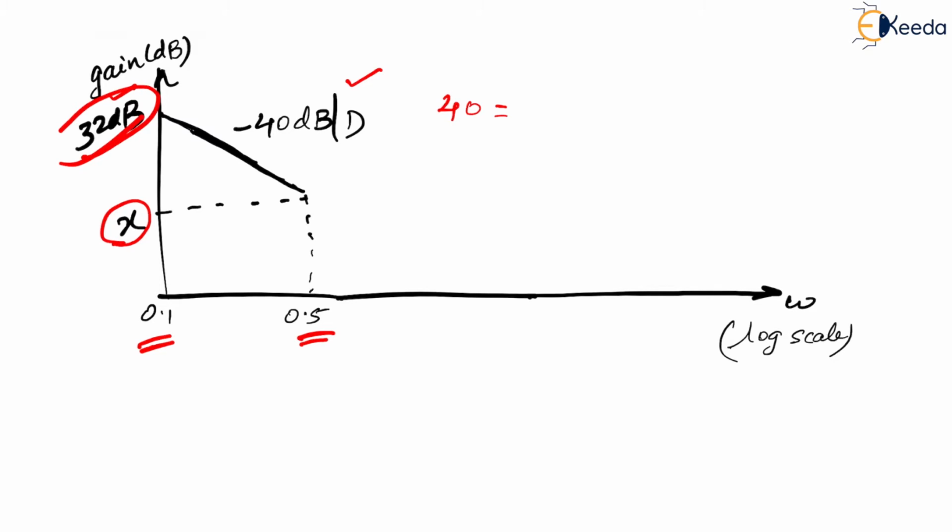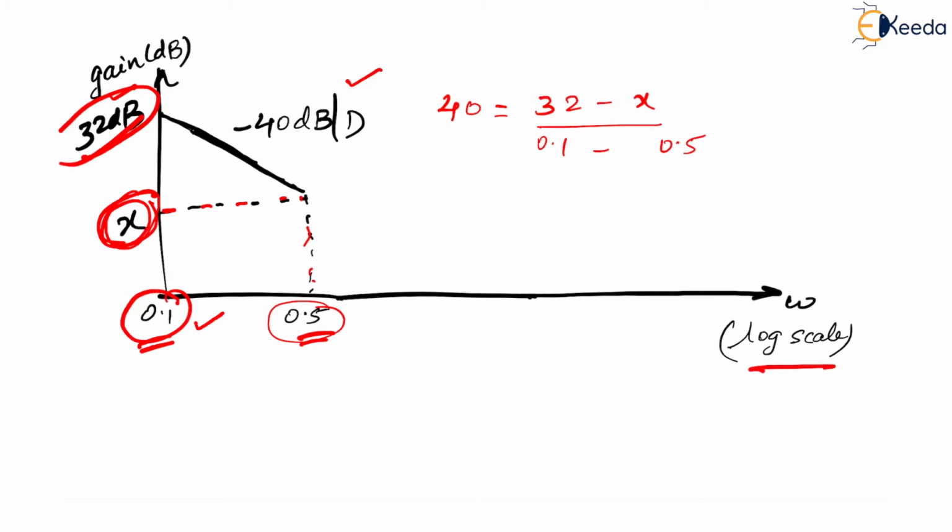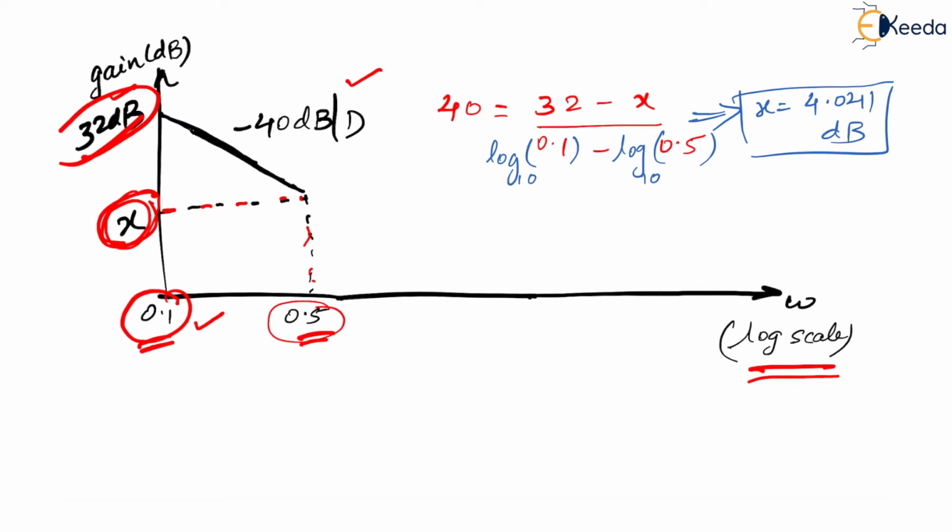Or if you think of this 32 dB minus x, you will get 32 minus x divided by, what do you get then? At 32 you have frequency 0.1, and at x you have frequency 0.5, which means again it is going to be 0.1 minus 0.5. Is it correct? No, because it's a log scale, which means I will have to take log of the frequencies. Is that right? The answer after solving this that you get is what? The x is going to be 4.041 dB. So here this x is nothing but 4.041 dB. Is that right?